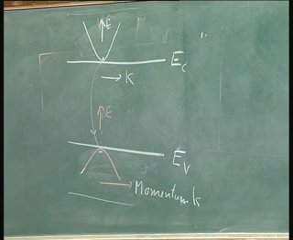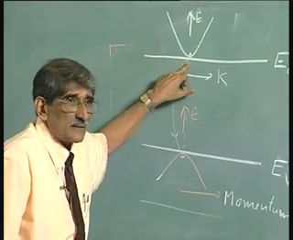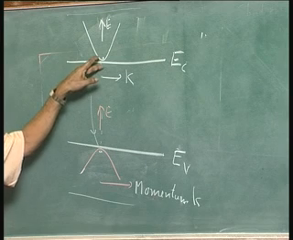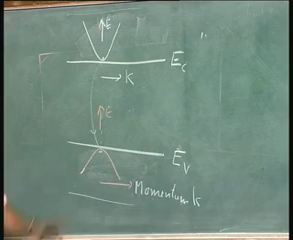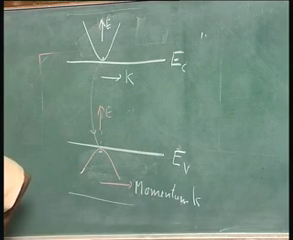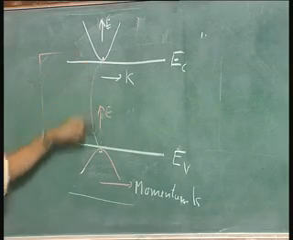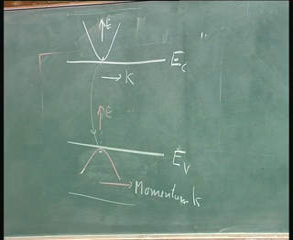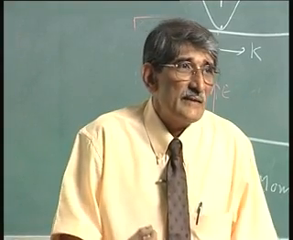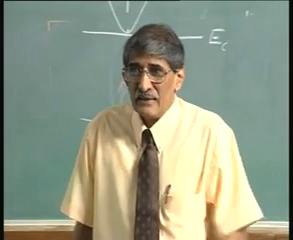So, a direct transition is possible. That is why in cases where the minimum of the conduction band here is directly above the maximum of the valence band, such materials are called direct band gap materials. Okay? And any transition of electrons from here to here will be accompanied by emission of light, because it is only the energy conservation that has to be taken into account. These are used for photonic applications, direct band gap materials.